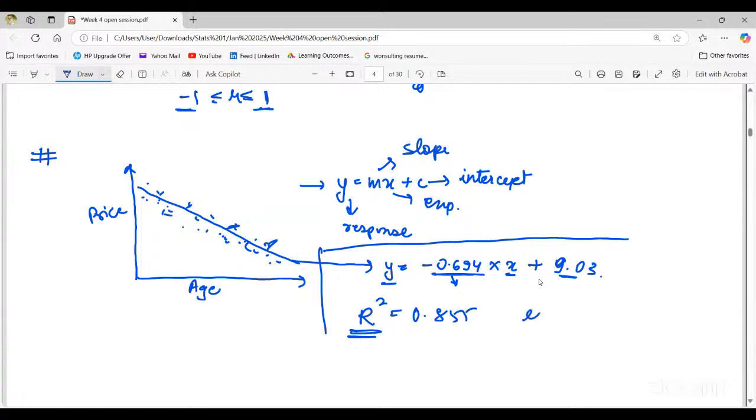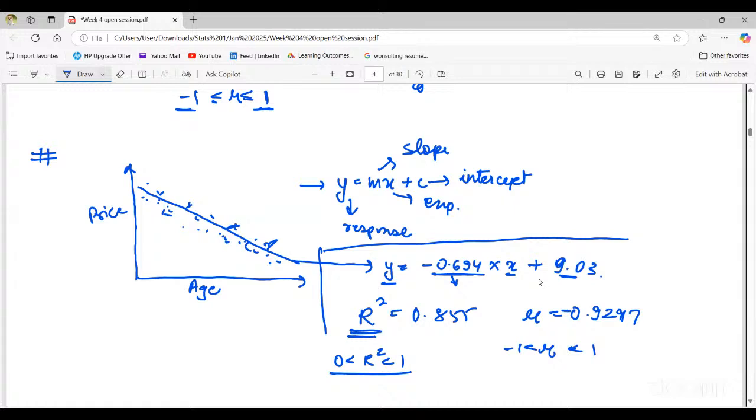And my correlation was basically minus 0.9247. So if you see here, my R square value is 0.85. Basically, it is near to 1. The range of R square is between 0 to 1, and the range of R is from minus 1 to 1.